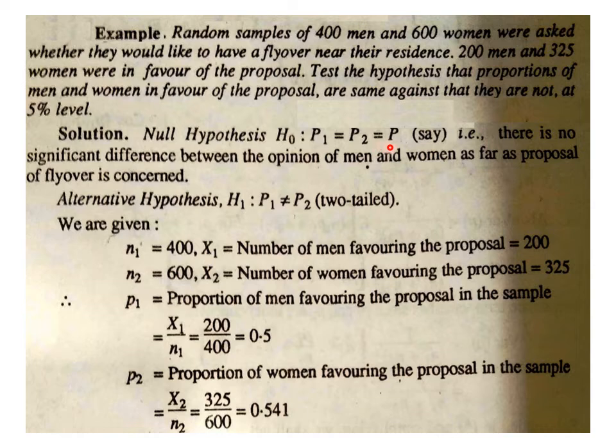And the alternative hypothesis H1 is always against the null hypothesis. So in that case P1 and P2 must be different, a two-tailed test, that is, P1 and P2 are two different tails. So we will see which hypothesis is to be accepted finally in the next slide with further solution.